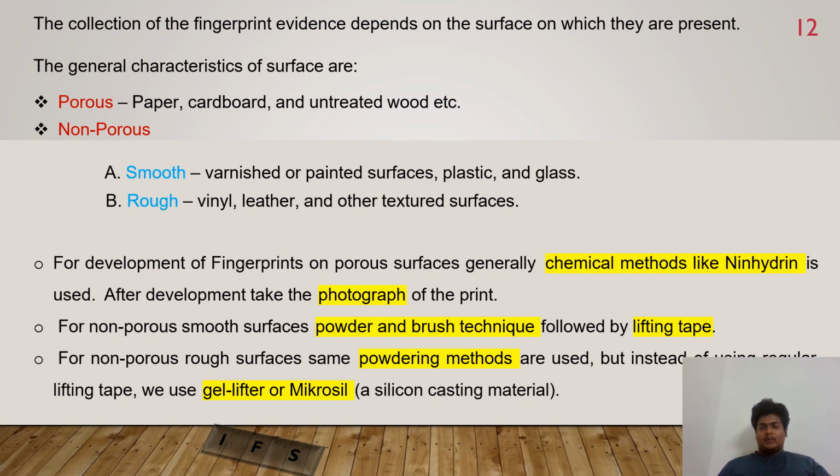After the development of the fingerprints with the help of the methods, they need to be photographed and they need to be preserved. For example, on non-porous surfaces, the powders and the brush techniques can be utilized for the development of fingerprints, and they will be lifted using the tapes, or they will be lifted using the gel lifters, etc.